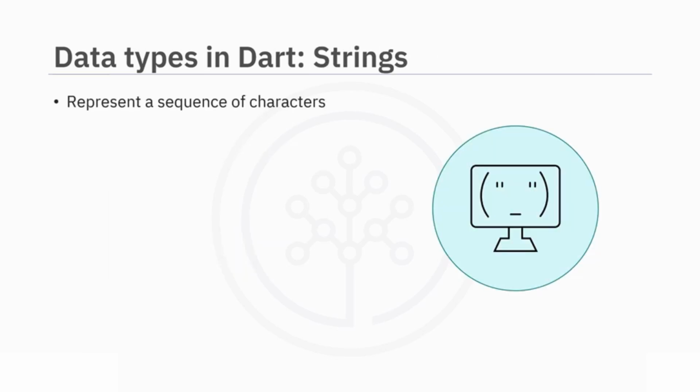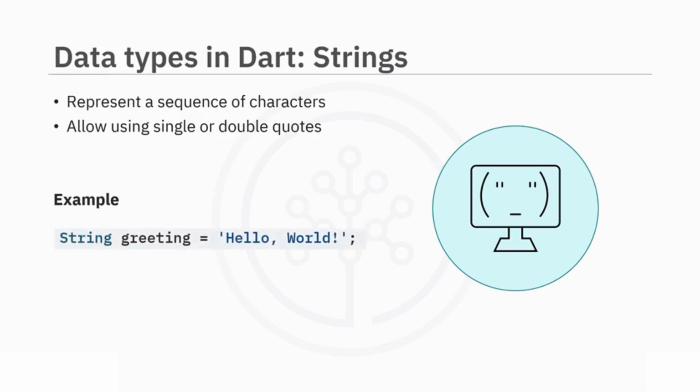The following data type is strings, which represent a sequence of characters. You can use single or double quotes. Here is a code snippet illustrating string data.